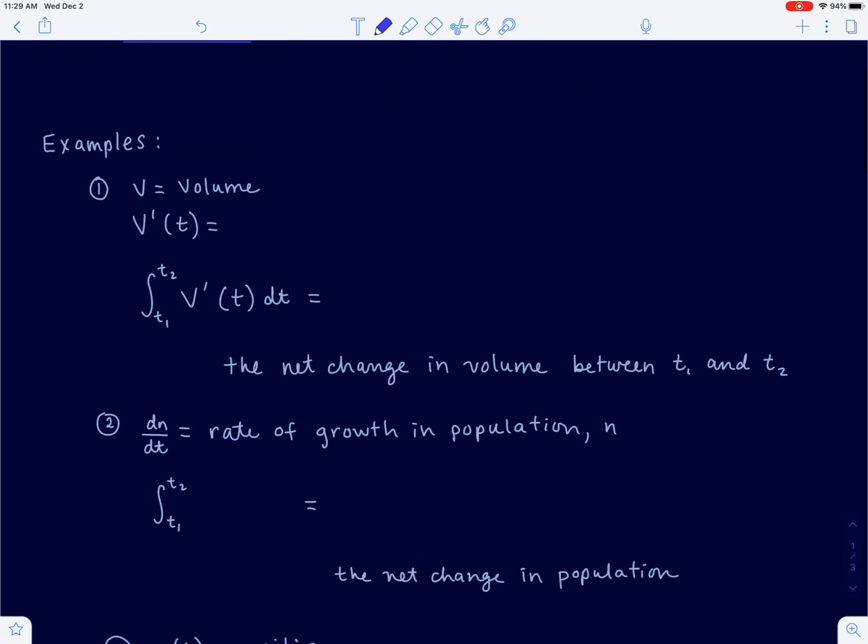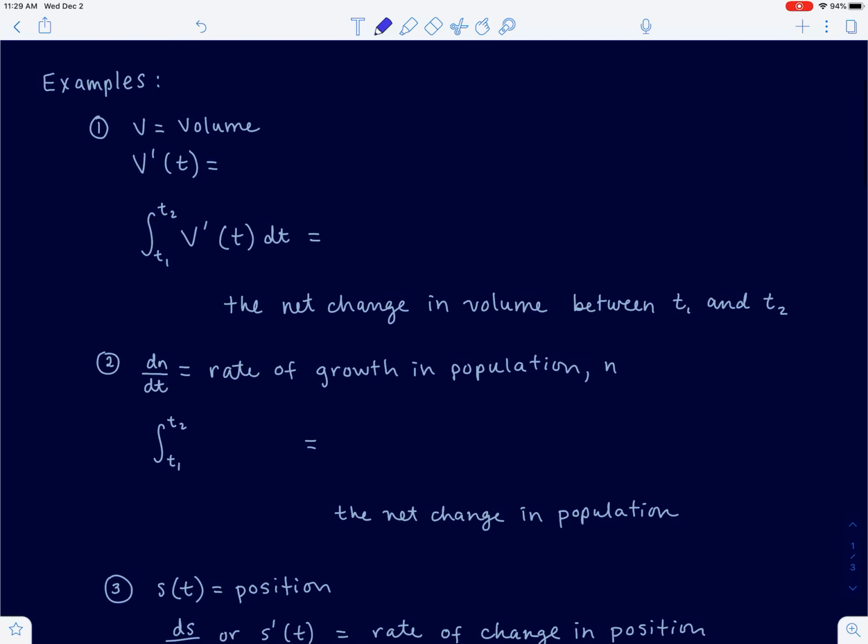So I want to look at some examples, and these are examples of situations where you would use the integral to represent a rate of change. Okay, so that's the main thing here, that we understand what the derivative represents in context. So if we have a function for volume, we call it v, then v prime of t represents the rate of change of volume.